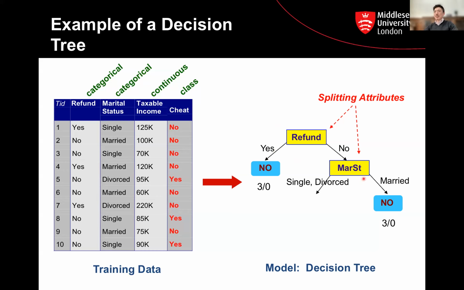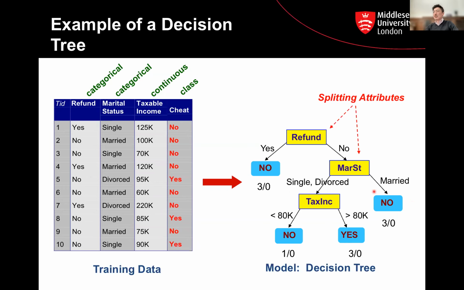So in this case, we pick the marital status. And you can see for all the people that are married and the refund is no, it says that will be this one, and this one. So the cheat is always no.